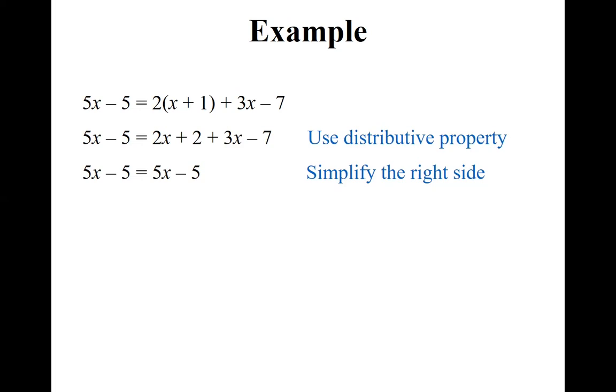Subtract 5x from both sides, add 5 to both sides, we get 0 equals 0. Or maybe we stopped when it said negative 5 equals negative 5. Or maybe, right here when it said 5x minus 5 equals 5x minus 5. I said maybe you noticed at that point. Whenever we get the exact same thing on both sides, that is always true. No matter what we start with for x, we're going to end up with a true statement.